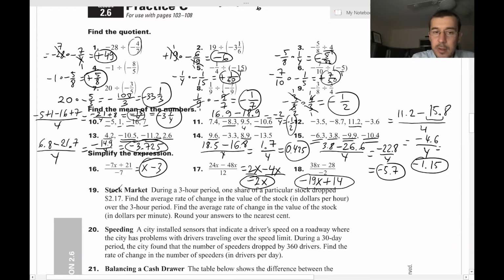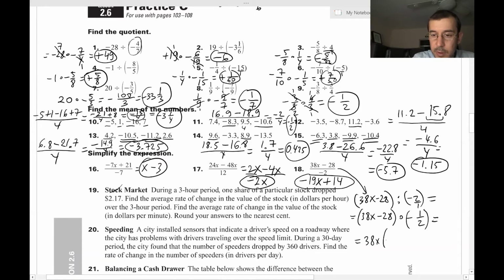Or the longer way, let's do 18. The longer way, so that's 38x minus 28 divided by minus 2. Well, this is the same thing as 38x minus 28 times, this is over 1, so this is minus 1 over 2. And now the distributive property, so 38x times minus 1/2 and minus 28 times minus 1/2.